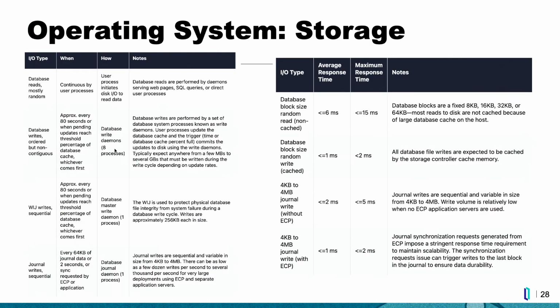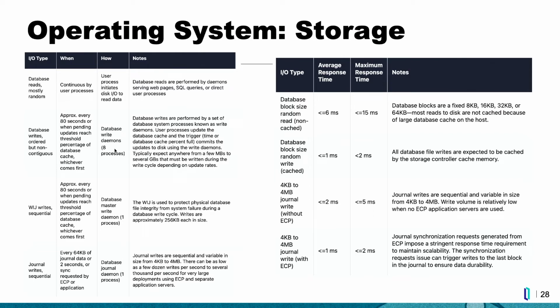I'm not asking you to read this, but in our documentation we have recommendations for average response times for the different types of IOs. IRIS uses database random reads and writes, so your 8K reads and writes that are going randomly. We like those to be single digit.